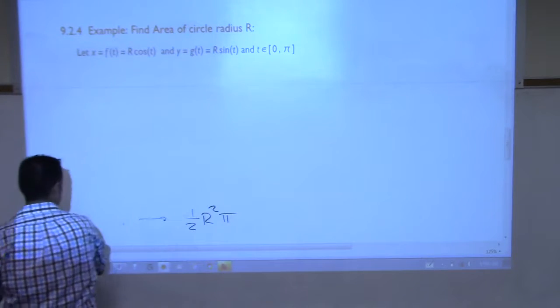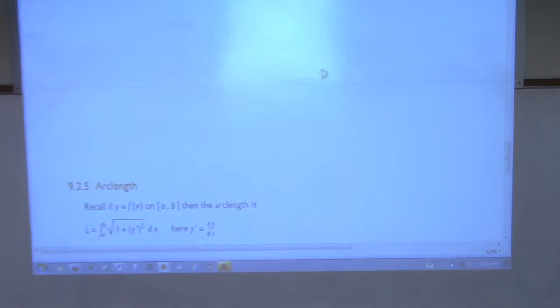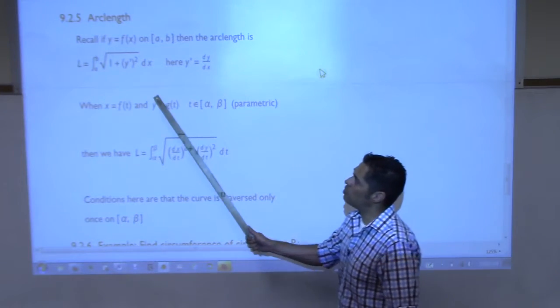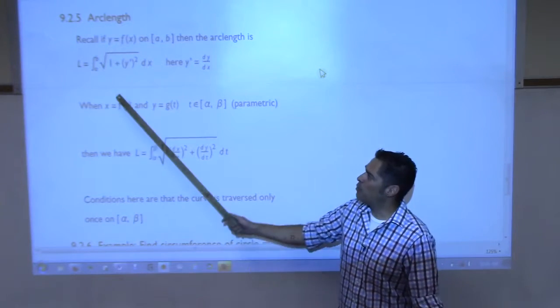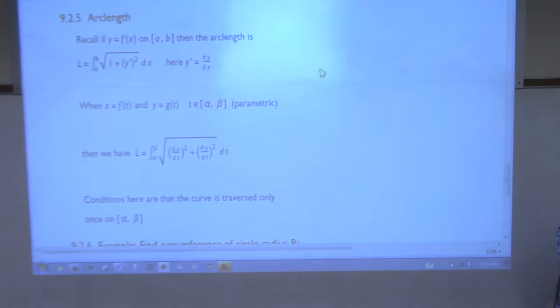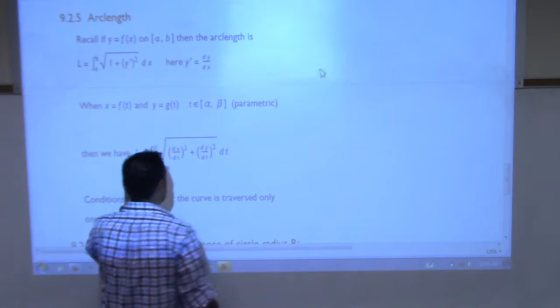Let's move on. Arc length. So let's say that we had a function, old school. This is the traditional function, y is a function of x. We had a formula for arc length. Does it look familiar? Yeah. Integral a to b, square root 1 plus the derivative of y squared. Right? Well, if we switch this to parametric, here's how the formula changes.